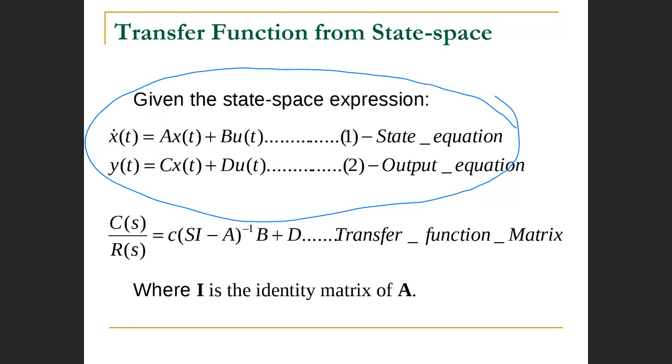What I'm saying here now is that the transfer function, which is output over input in the S domain, C of S over R of S, is equal to, here is the expression, C times everything in bracket, SI minus A, the inverse of that, times B plus D, where I is the identity matrix for A.